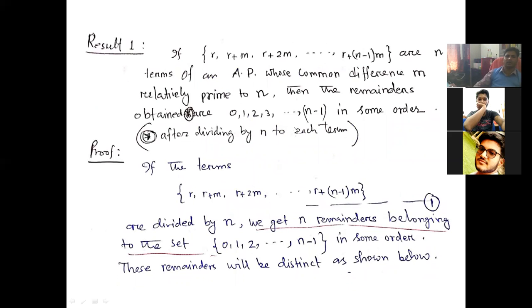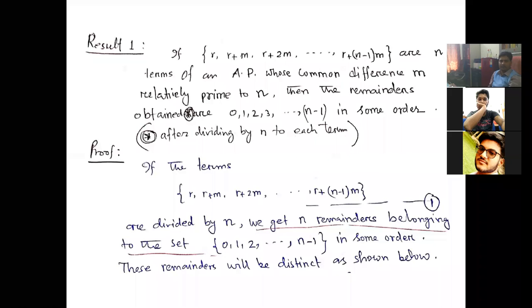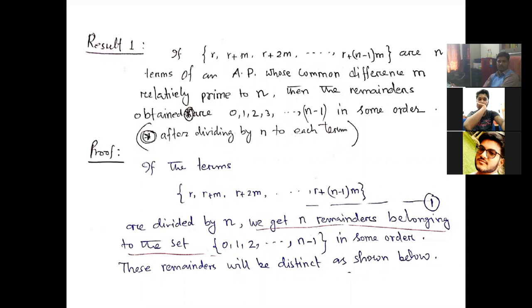Okay, so result: if r, r plus m, r plus 2m, up to r plus (n minus 1)m are n terms of an AP whose common difference m is relatively prime to n, then the remainders obtained are 0, 1, 2, up to n minus 1 in some order. These are small results, you can check these results.